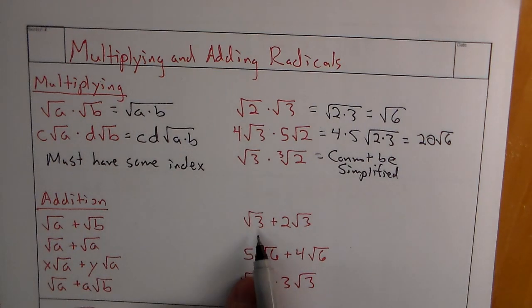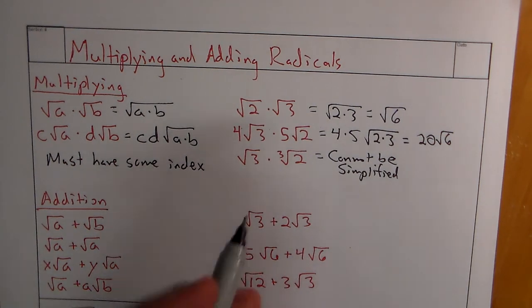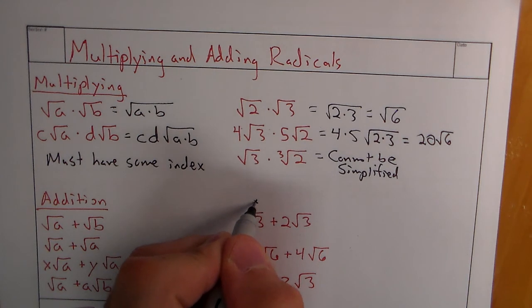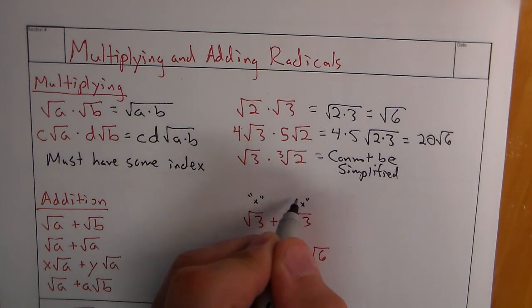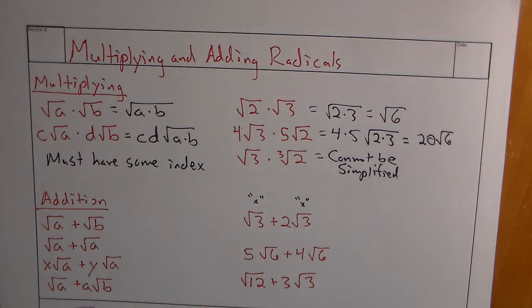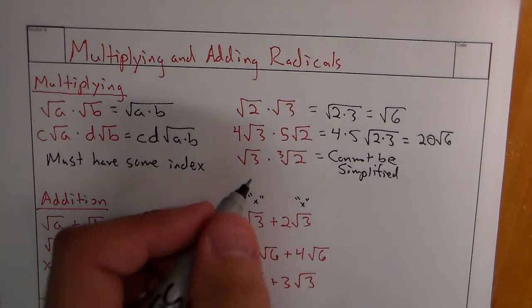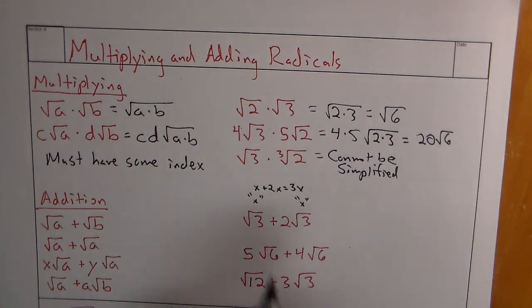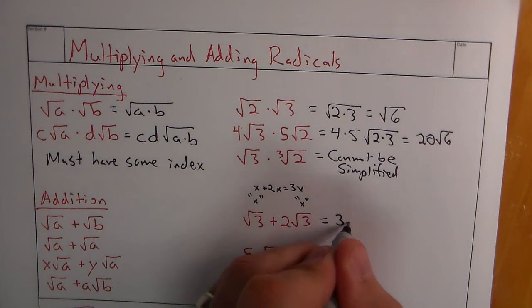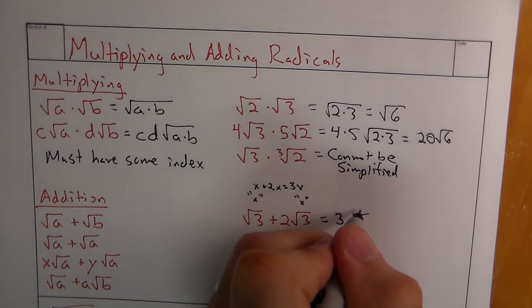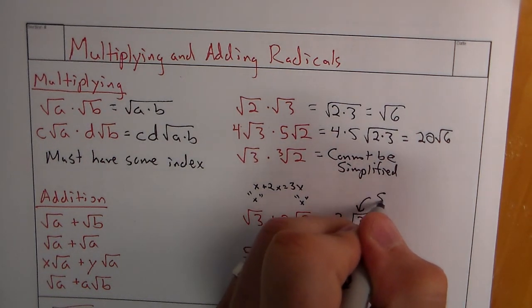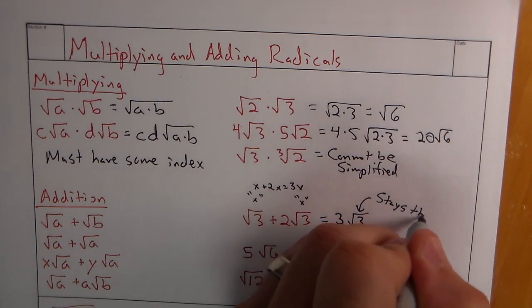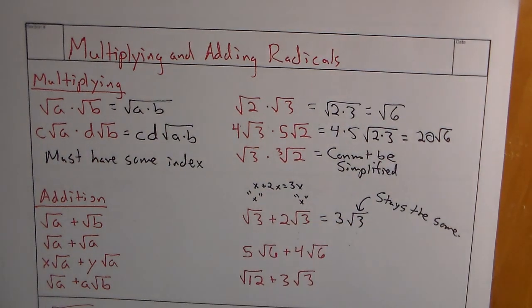So if I looked at the square root of 3 plus the square root of 3, if I think of the square root of 3 almost like a variable, it's a constant term, it is a value, but what I'm saying is I have 1 square root of 3 plus 2 square roots of 3. The same way I would say I have x plus 2x would give me 3x. Here, this gives me 3 square root 3. The radical stays the same. It's the coefficient that changes. So 1 plus 2 would give me 3.